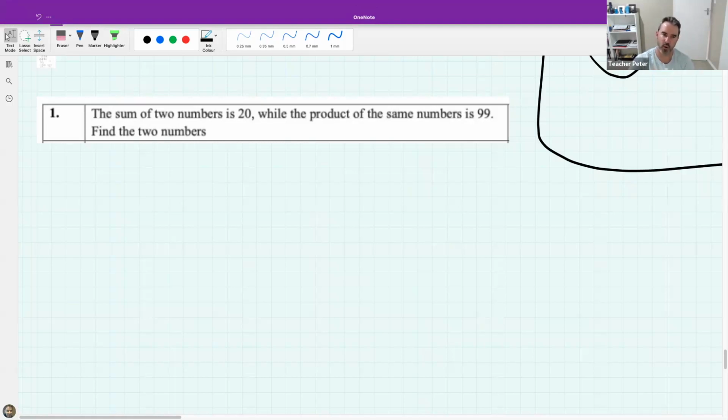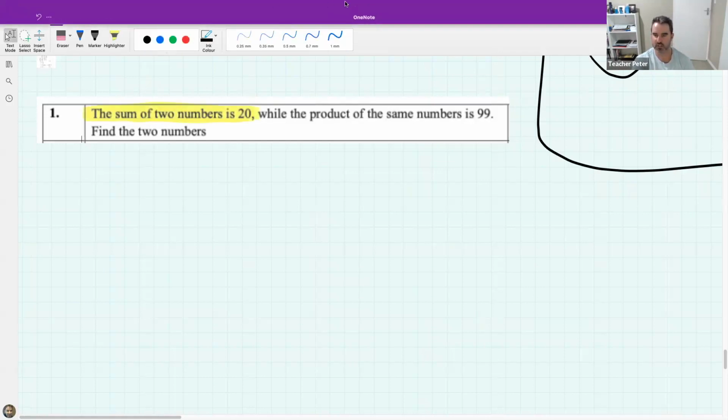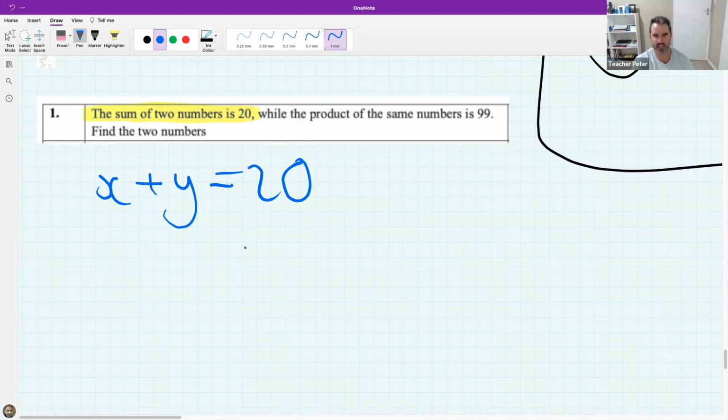What would I write down? How would you write the sum of two numbers is 20? So you'd go, Sange is on the money, x plus y is 20. And how would you write out that the product of the same numbers is 99? How would you write that out? Rulani, you're on fire. Amelia, you're on fire too.